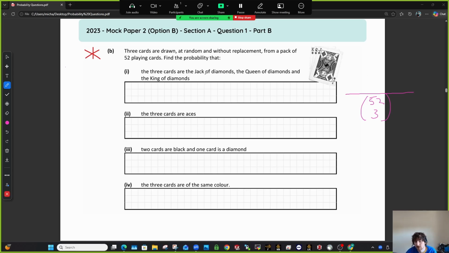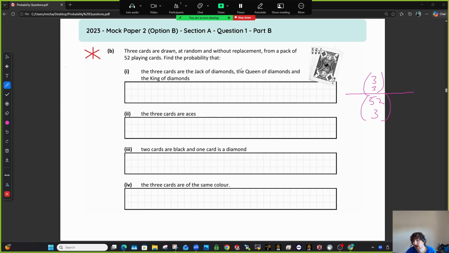So there's kind of 2 ways of thinking about this. There's 1 Jack of Diamonds, it's like 1 choose 1, and there's 1 Queen of Diamonds, like 1 choose 1, and then it's 1 King of Diamonds, so 1 choose 1. All of that you should know, 1 choose 1 works out as 1. I had to just double check that. So you could also have put this in as 3 choose 3.